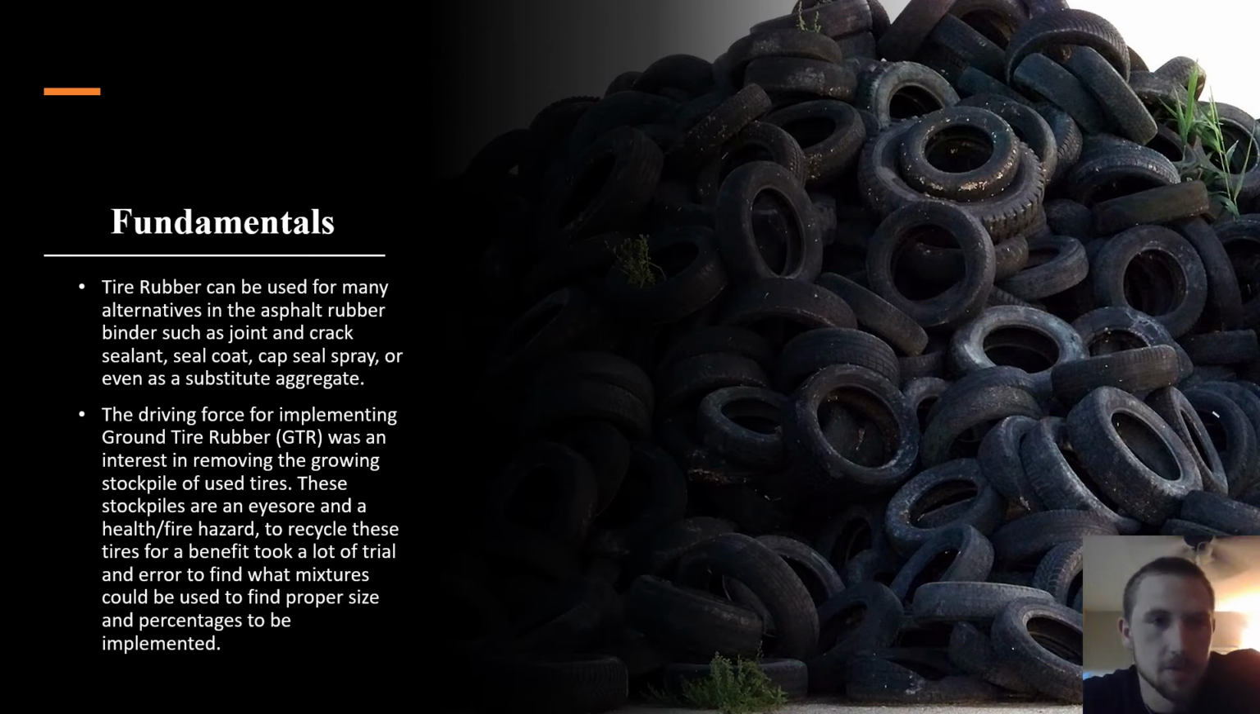Next up, fundamentals. Tire rubber can be used for many alternatives in the asphalt rubber binder, such as joint and crack sealant, seal coat, chip seal spray, or even as a substitute aggregate. The driving force for implementing ground tire rubber, or GTR, was an interest in removing the growing stockpiles of tires. These stockpiles are an eyesore and a fire hazard. To recycle these tires for a benefit took a lot of trial and error to find what mixtures could be used and the proper size and percentages to be implemented.